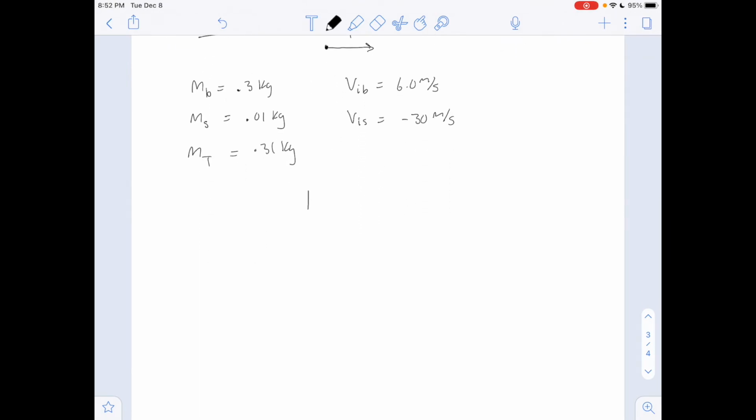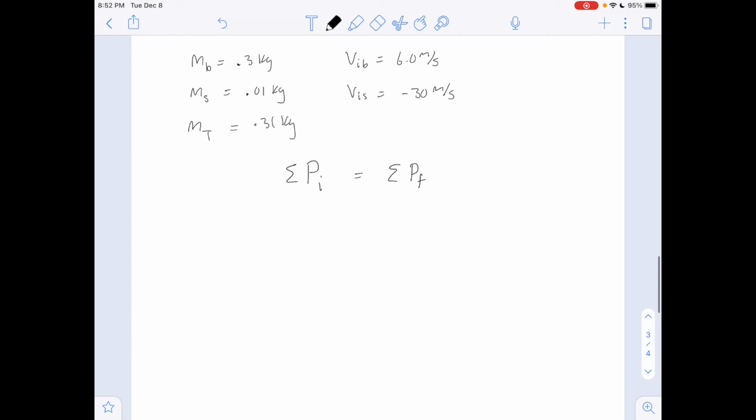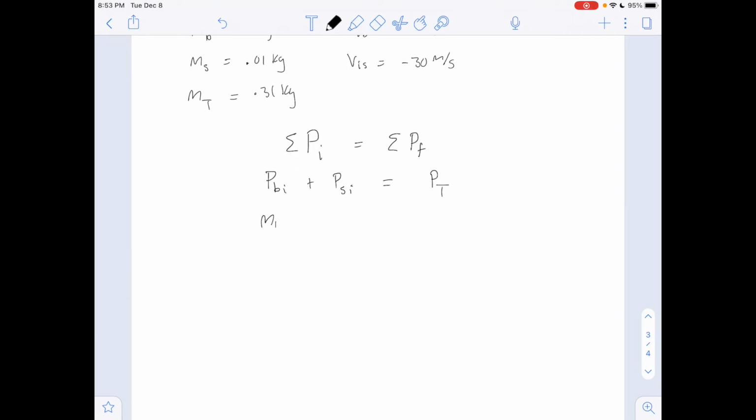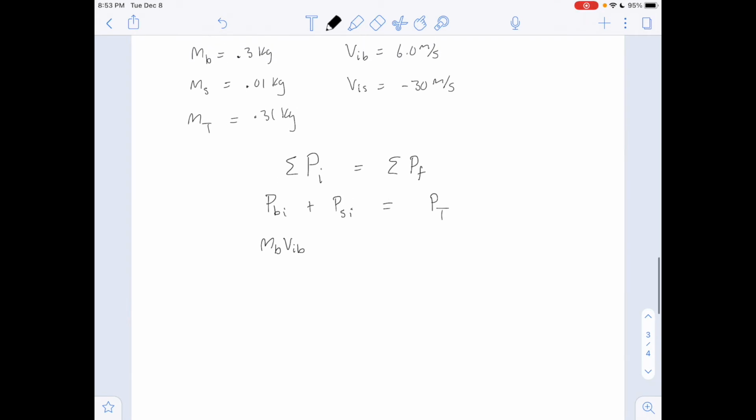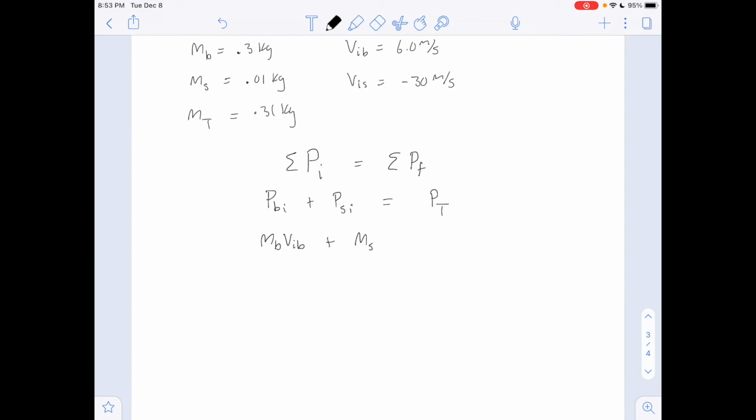Let's go ahead and start by writing down conservation of momentum, and that says that the total momentum before collision is equal to the total momentum after collision. The total momentum before the collision is going to be the momentum of the bird initial plus the momentum of the insect initial, and that is going to equal the total momentum of both the bird and the insect after collision. So we'll call that P total. So the momentum of the bird initial, that's going to be mass of the bird times v initial bird, plus mass of the insect times v initial insect, and then that is going to equal the total mass times the total, or the final, velocity.